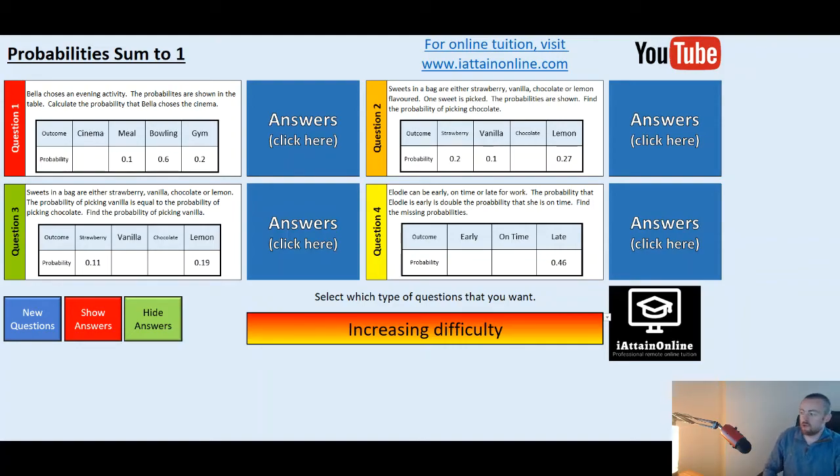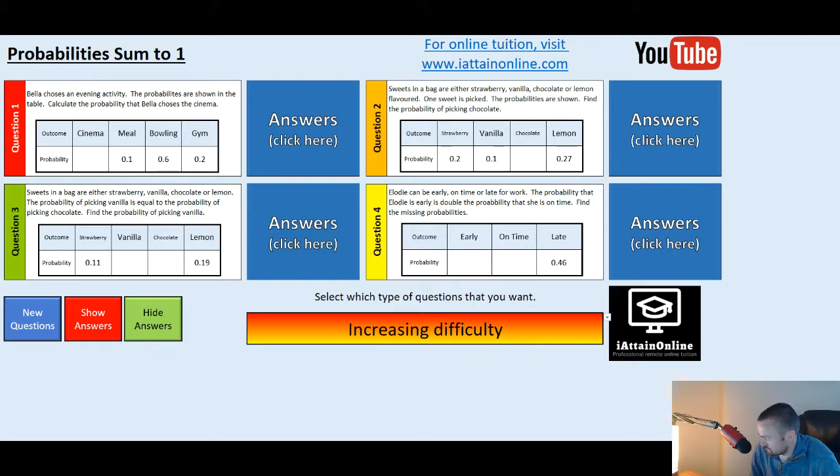Hello, so I wanted to do a video today on probabilities and how they sum to 1. You might have seen questions like this in an exam where you're given a table and you have to find out some missing values, the missing probabilities in those tables. So these are the kind of questions that I'm going to go through today.